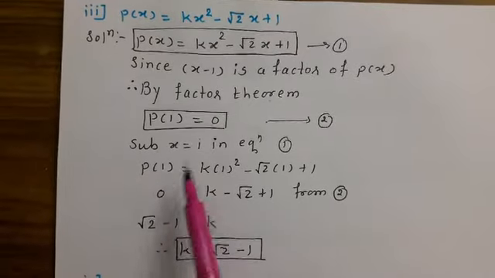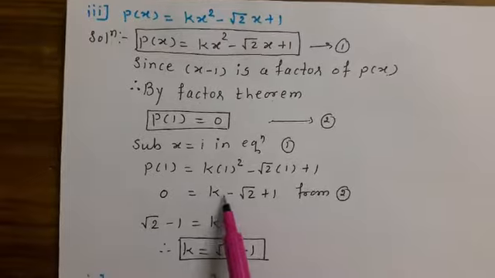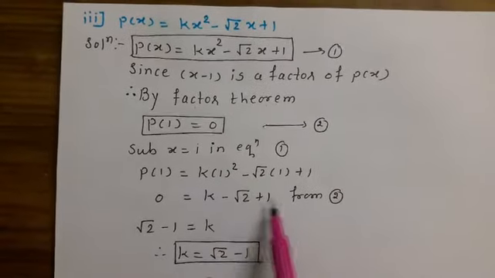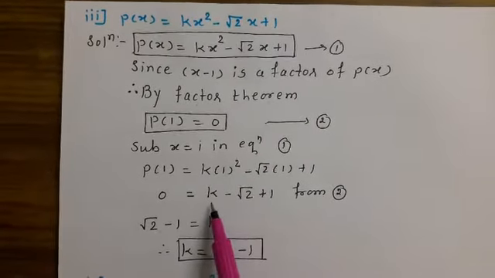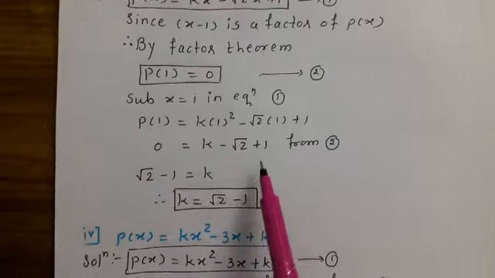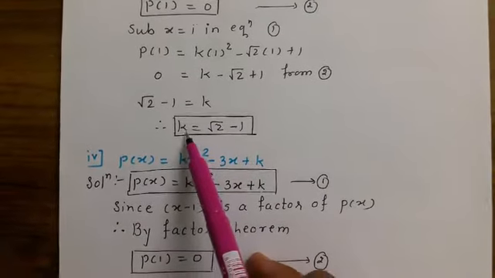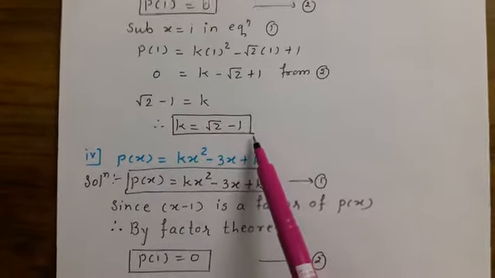So the value of P of 1 is 0 from 2. 0 is equal to 1 square is 1, k into 1 is k, minus root 2 plus 1. We have to find the value of k, so we will shift root 2 to the left-hand side, meaning positive, and plus 1 minus 1. So what's the value of k we got here? That is k is equal to root 2 minus 1.